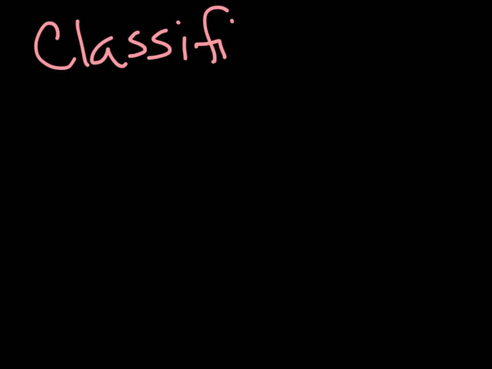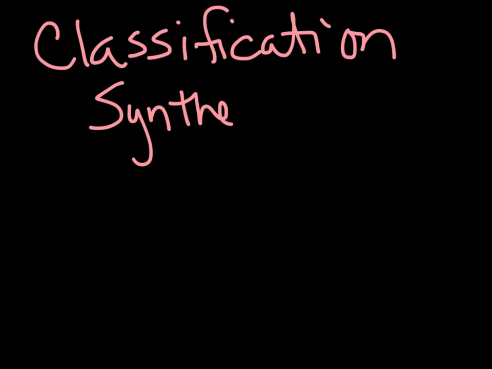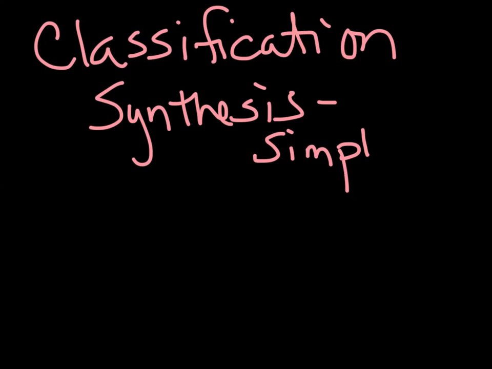Know how to classify chemical reactions, so classification. And there are 3 different types of classification. First one being synthesis, and yes, you need to know the differences between these. Synthesis is where a new compound is formed by the combination of simpler reactants. So simpler reactants. Next one is decomposition.